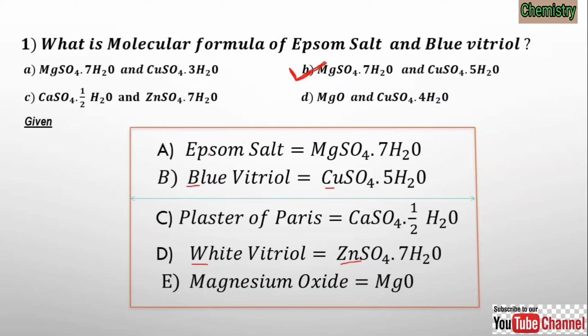Now you have to remember the formula of plaster of Paris is CaSO4 dot half H2O, and white vitriol is ZnSO4 dot 7 H2O. These are very important questions. You have to remember the formula.